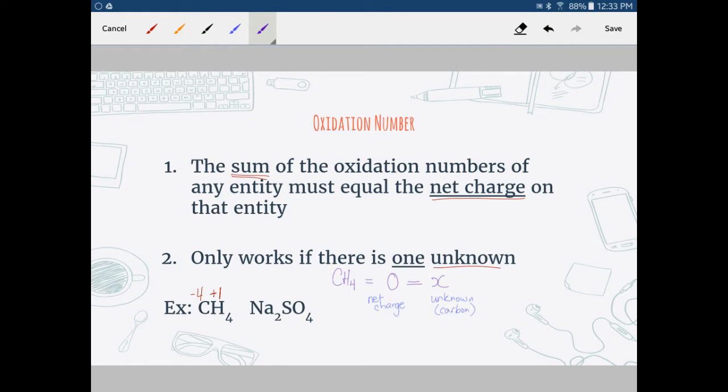I have X plus, because I need a net overall charge, my carbon plus 4 times +1. That is 4 hydrogens. This number represents the number of atoms, and this represents my oxidation number. When I multiply this out, 4 times +1 is +4.